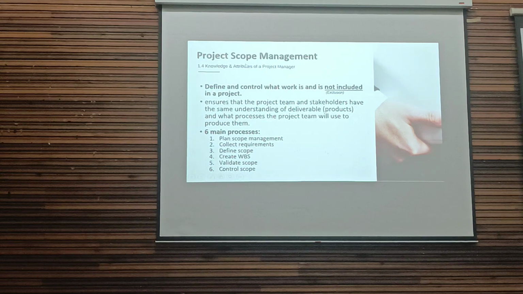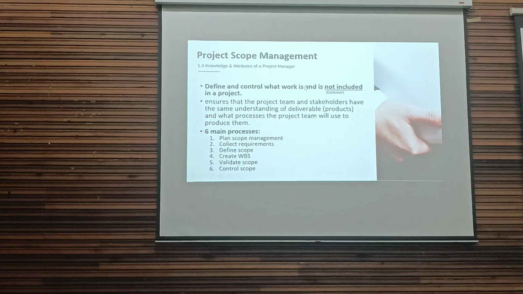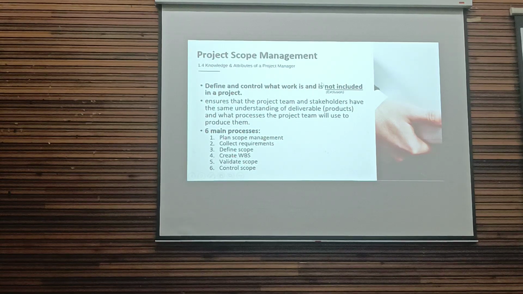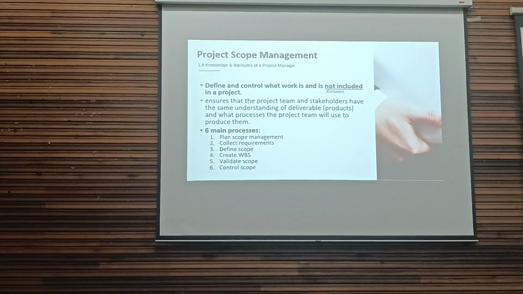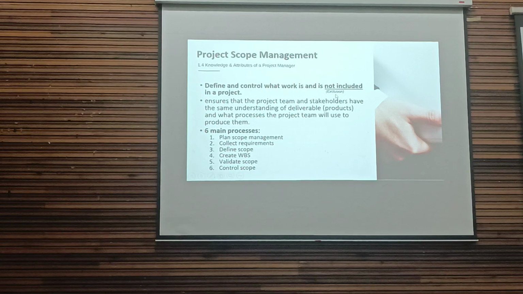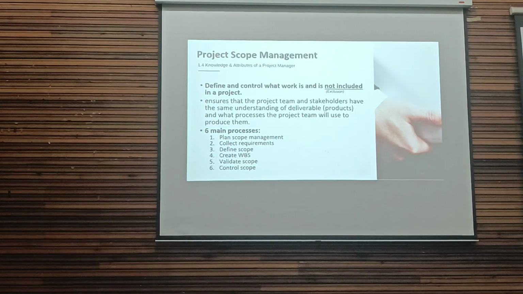Project scope management is to define and control what work is and is not included in a project. What work is included means what you will do in this project, and work that you will not do will not be included in the project. In other words, what is not included is the exclusion. So it's good to specify what is work and what is not work.